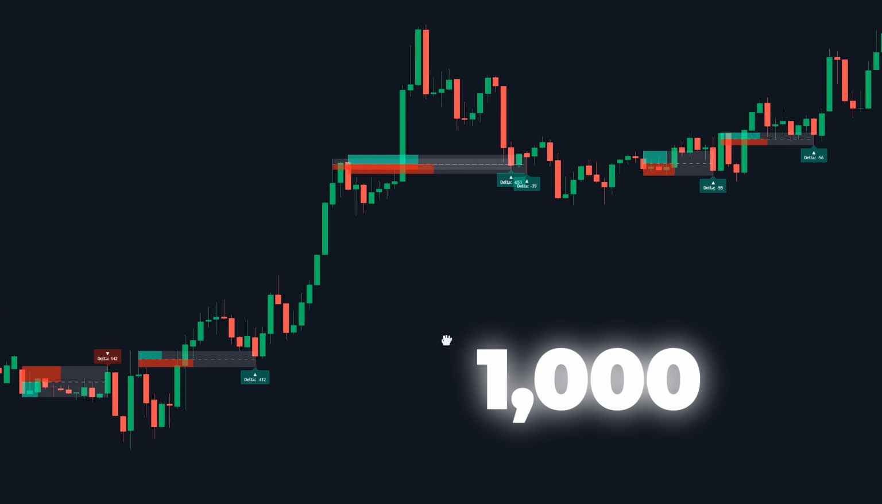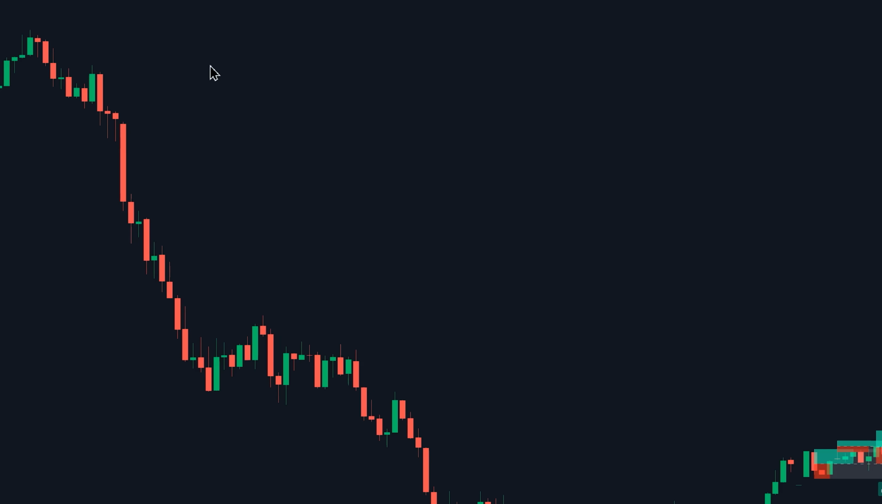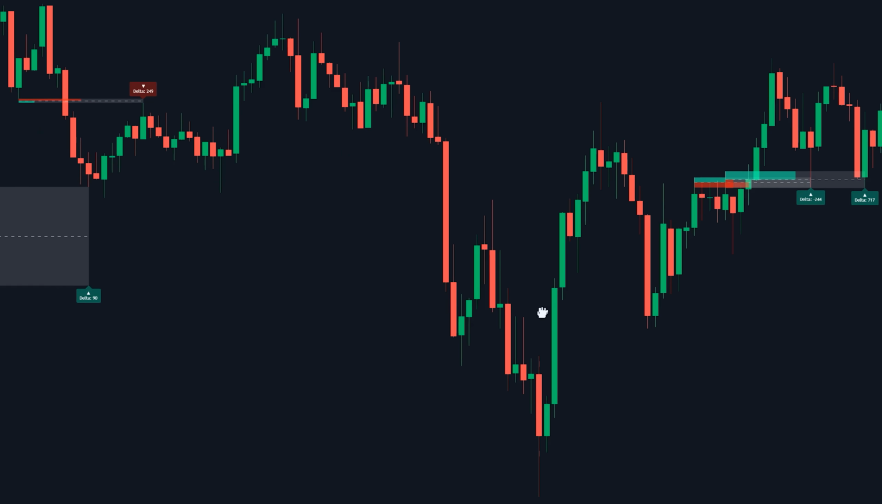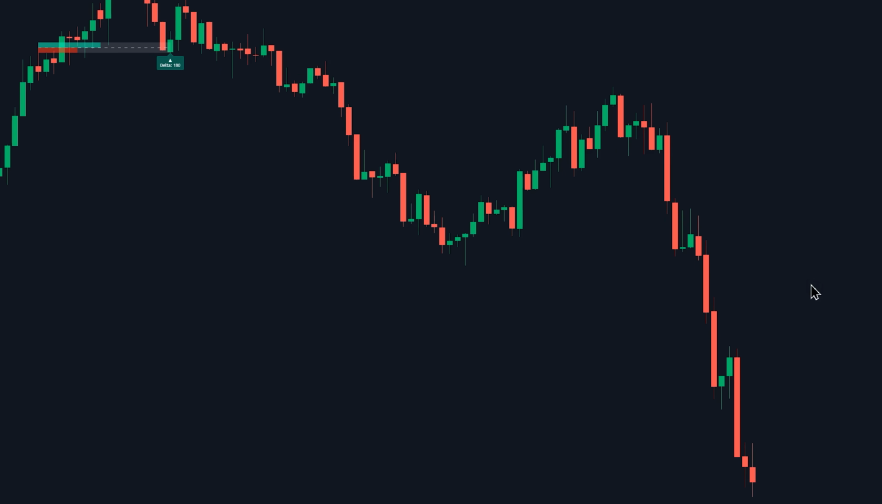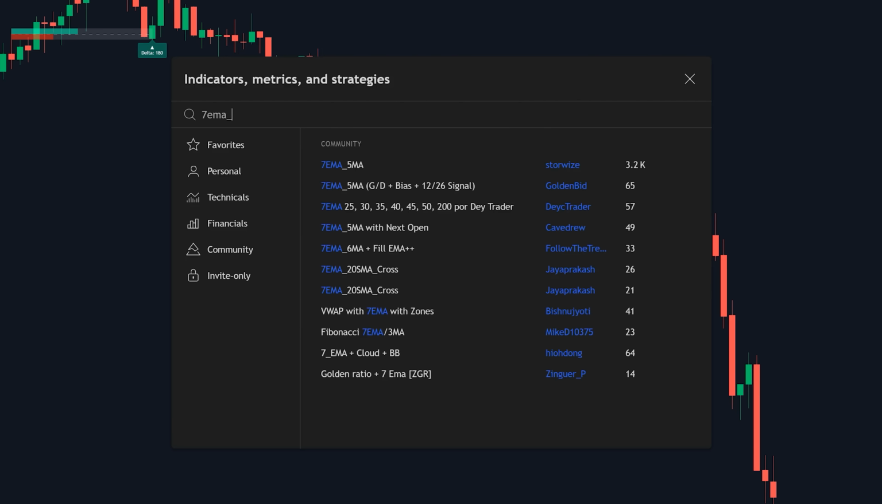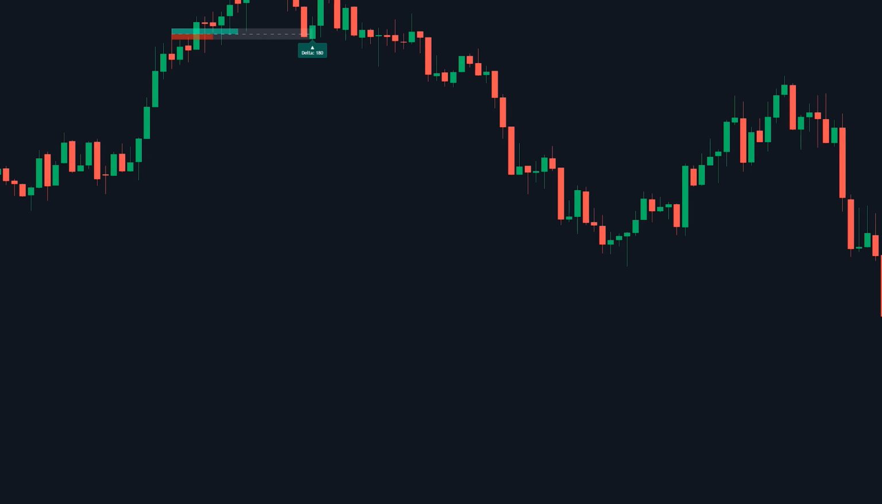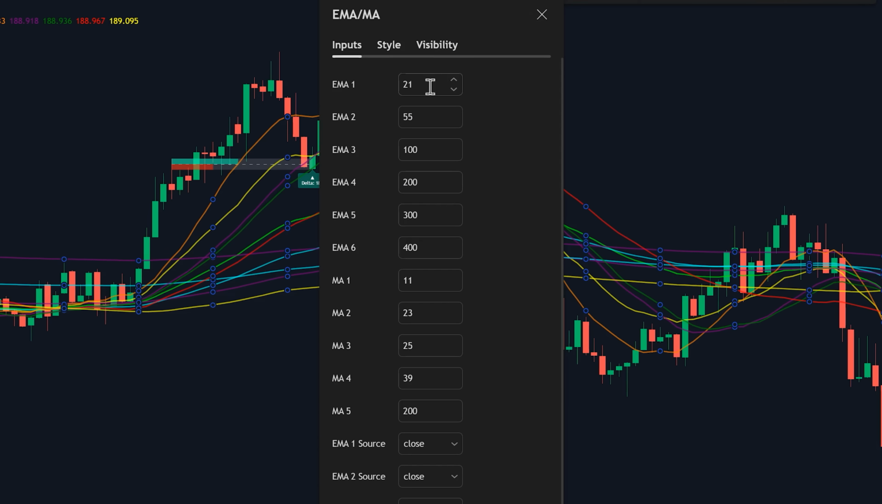But obviously that would not be a good way of trading with this indicator, because we also need to be trading in the direction of the overall trend, which means we're gonna add a trend indicator known as 7EMA_5MA. This one by Storwize. Double click on it, and then on the inputs tab, you want to change EMA1 length to 8, EMA2 to 13, and then 21 and 34.